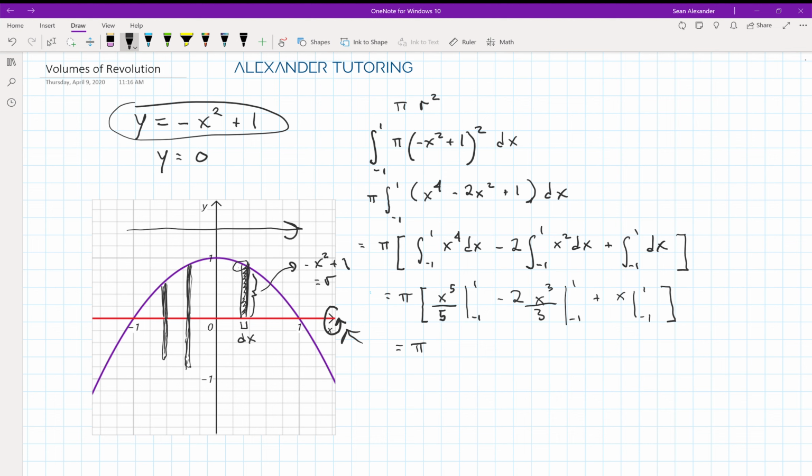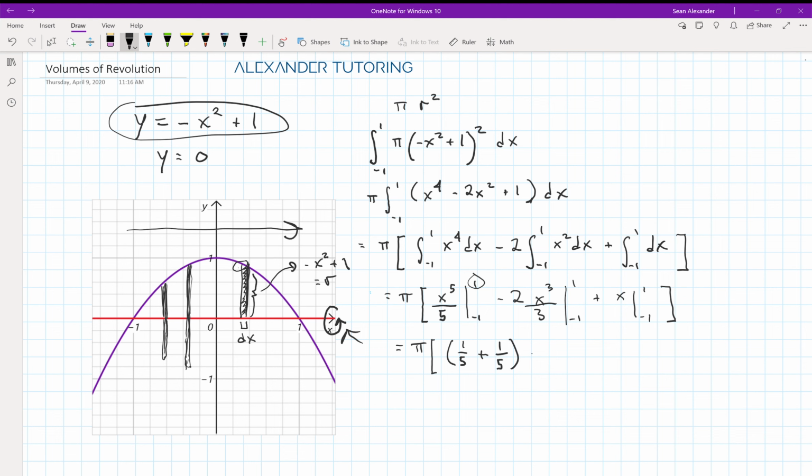So when we plug the top limit in here, we get 1 to the fifth is 1, over 5 is 1/5, right? And then you subtract the lower bound, so it's minus, and then you plug in -1. Negative 1 to the fifth is, again, -1. So we get minus -1/5, or plus 1/5, for the first integral.